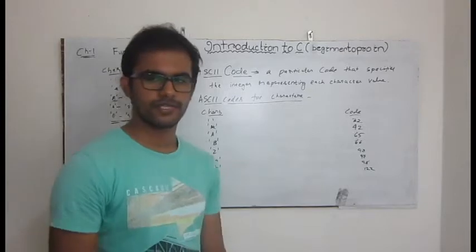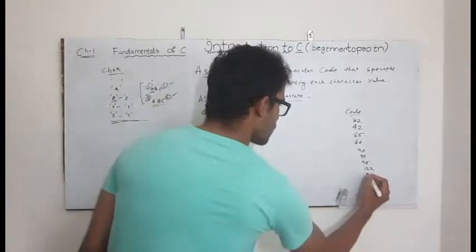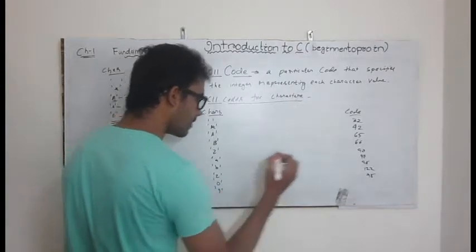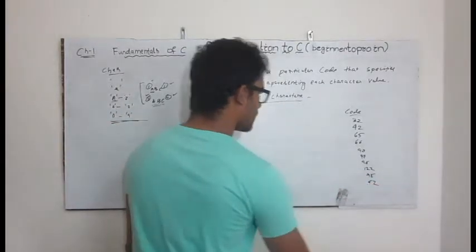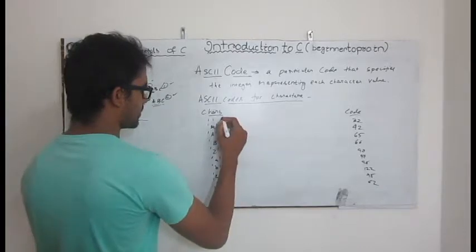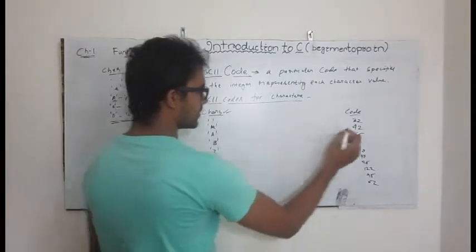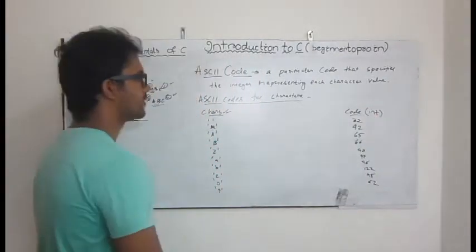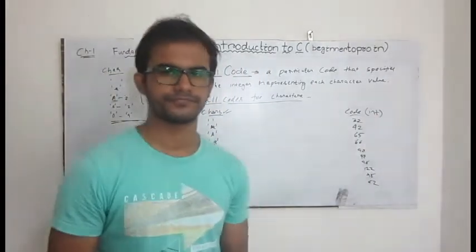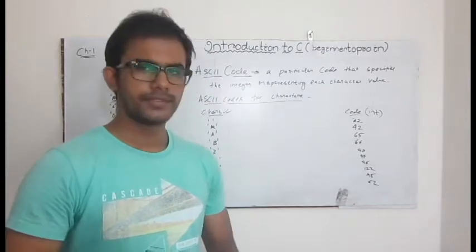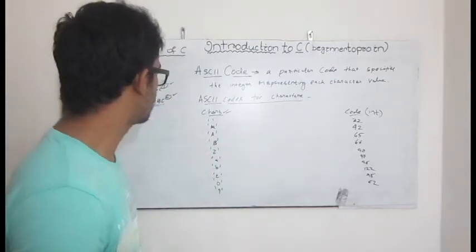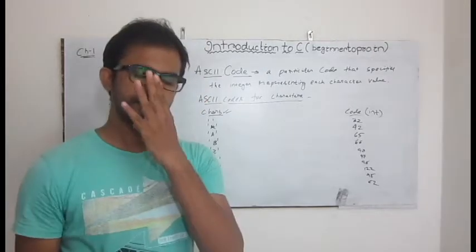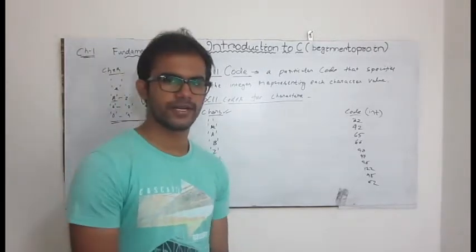So for 0 it is 48, and for 9 it will be 57. So these are nothing but the characters, and these are their significant integer values. So that's it on ASCII code and their integer values. So let's move to our next part.